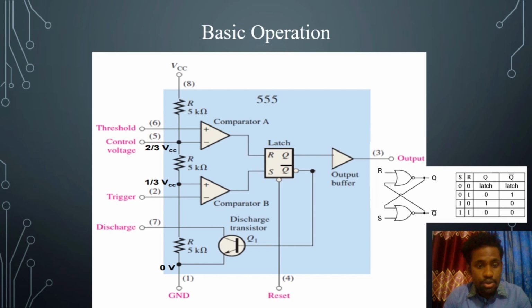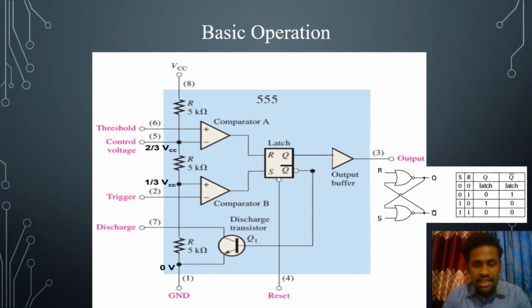Now we can see there are two comparators, comparator A and comparator B, and these two nodes are connected to them. The first one is connected with the non-inverting point of comparator A and the second one with the non-inverting point of comparator B, and the other two pins are known as threshold and trigger. From these two comparators, the first one's output is connected to the latch's reset and the other one to set. And from this we get Q and Q bar.